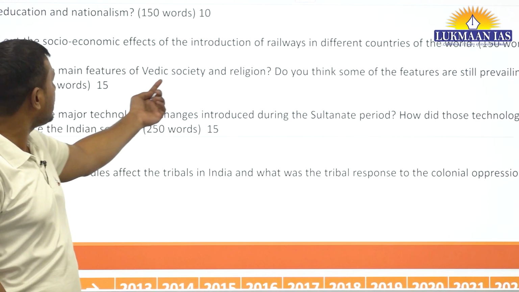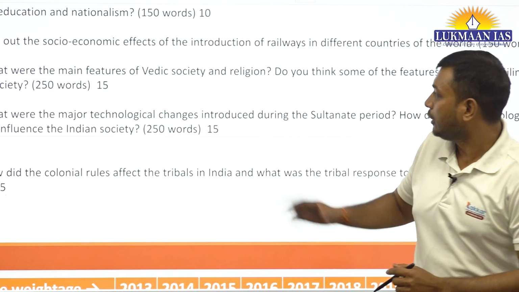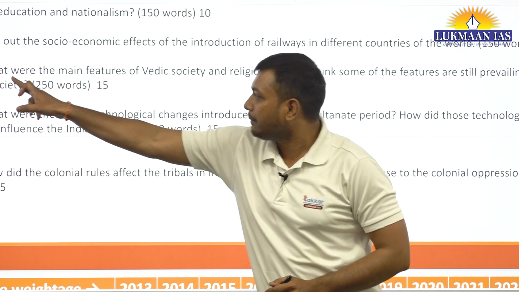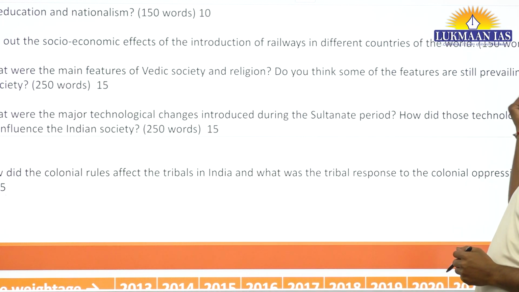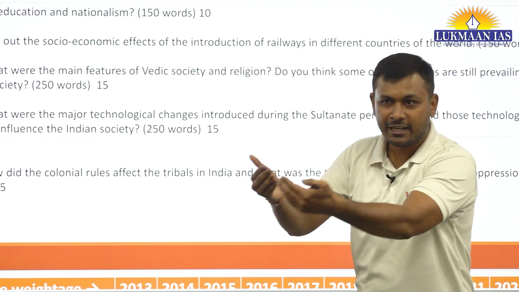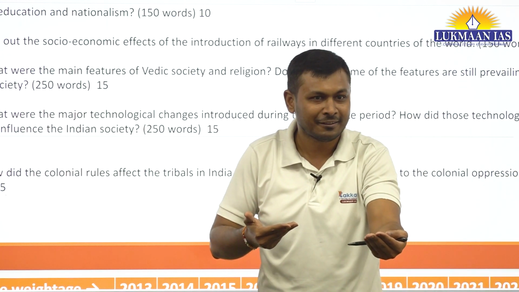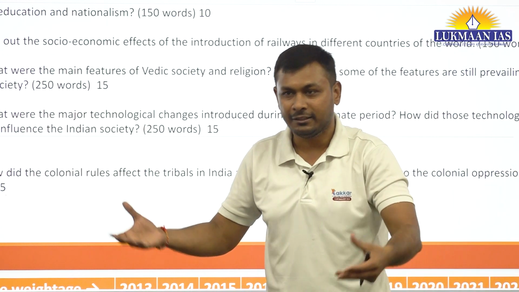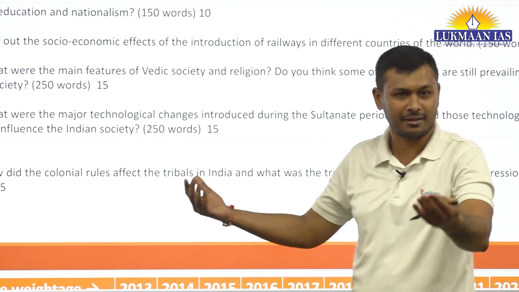Now, what were the main features of Vedic society and religion? Again it is a part of Indian culture. This line primarily belongs to ancient India. Do you think some of the features are still prevailing in Indian society? In that way it has connected the legacy to modern times, and that is why it is Indian culture. There are many things there. When we have a discussion session upon this question, we will discuss it.